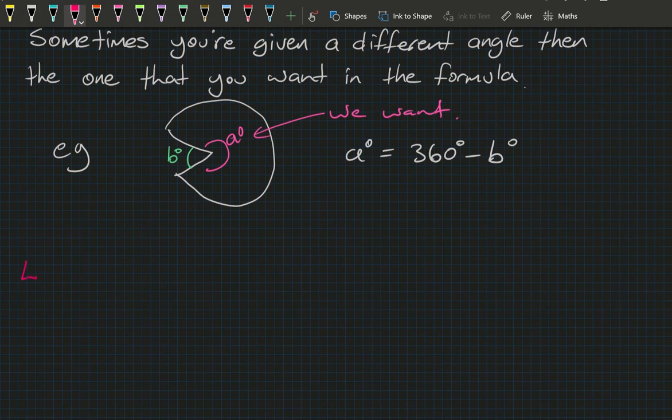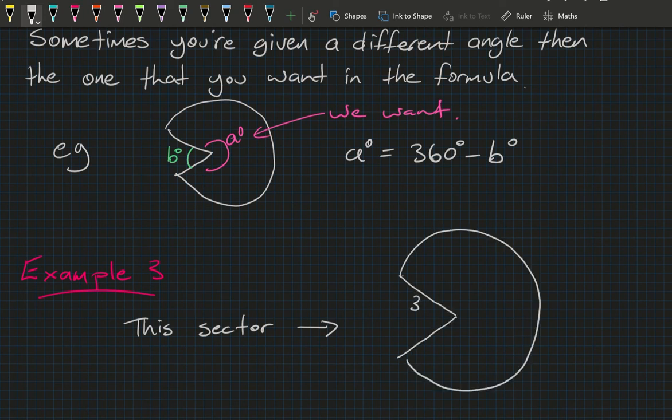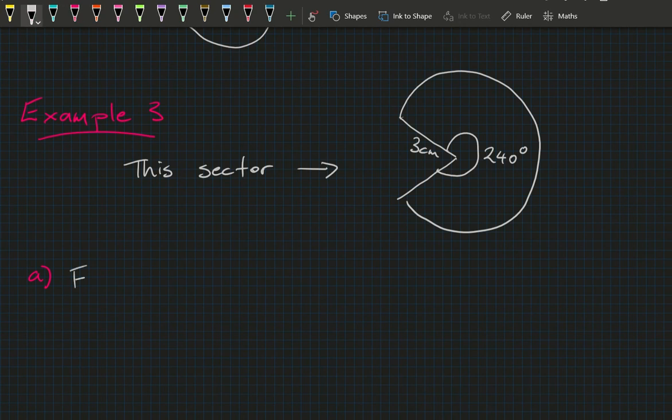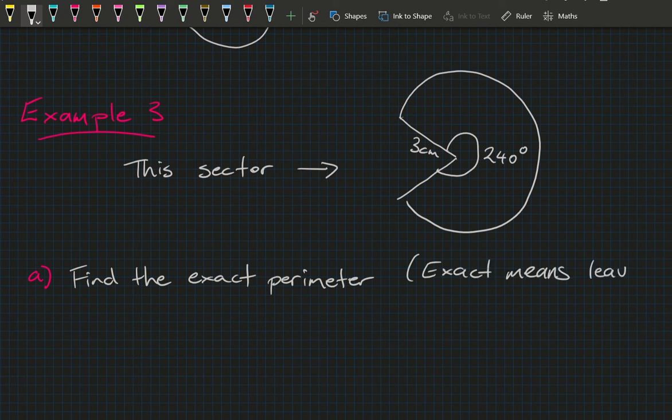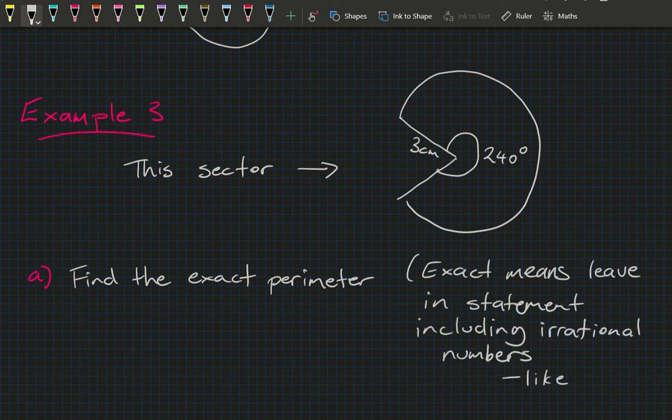All right, let's get straight on to example 3, where we're going to be working with this sector that has a radius of 3 centimeters and an angle of 240 degrees. Not having a sector in the ink shape is really showing up my terrible artistic skills here, right? Okay, so part A is asking us to find the exact perimeter. So hopefully you remember from our unit with surds that exact means leaving the answer including irrational numbers. In this case, it's pi.